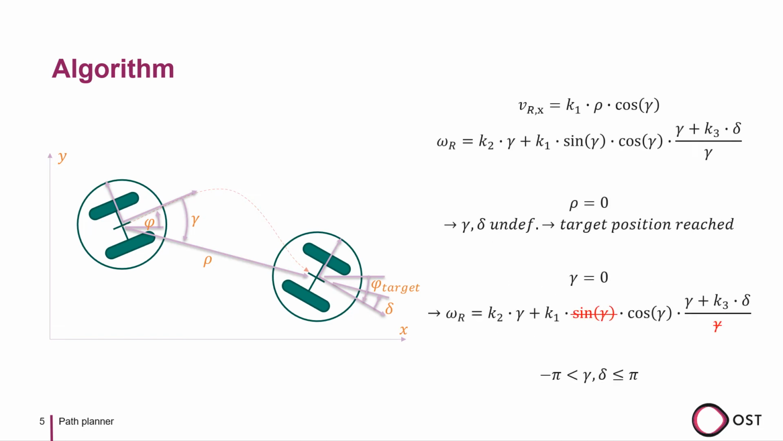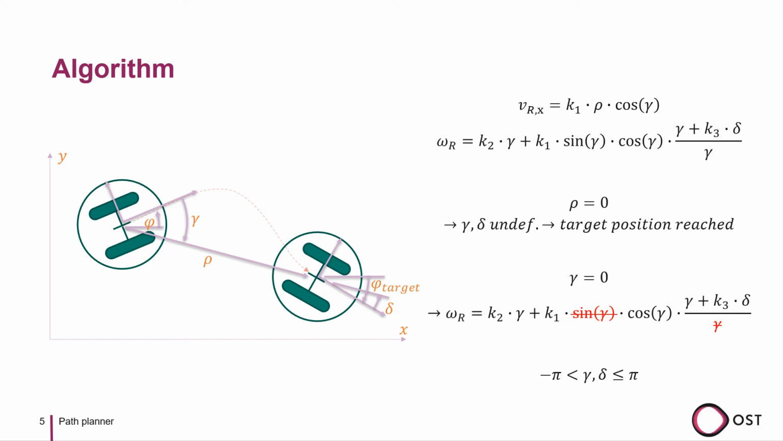Further, there are a few things to note about the path planner. If the distance ρ is 0, the angles gamma and delta are undefined and we have reached our target position. Therefore, we can set the translational and angular velocity to 0.